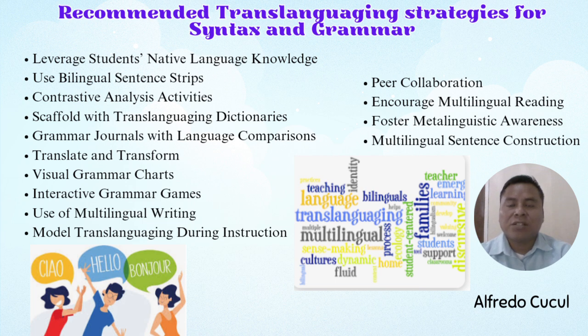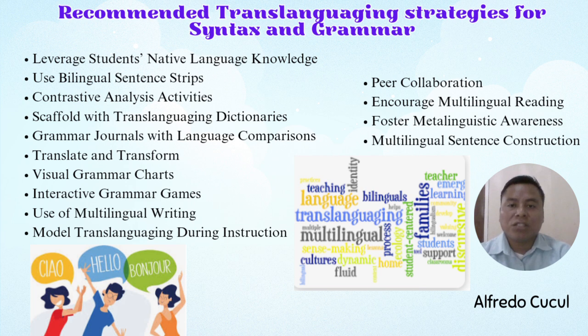We can also use interactive grammar games. We can use games that involve translating and constructing sentences in multiple languages. For example, bingo with verbs in different tenses, matching English and Spanish forms. And the other one is that we can also use multilingual writing. Encourage students to write bilingual texts, applying grammar rules for both languages. For example, we can ask students to write a story using alternating sentences in English and Spanish.